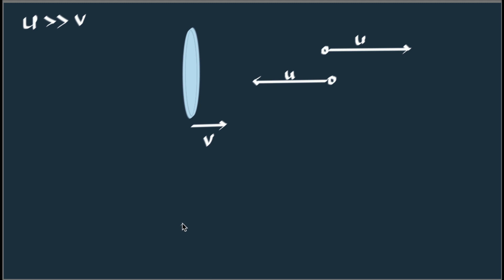Good. Now let's look at the solution. Let the area of the disk be A, and let N be the number of molecules per unit volume which are moving to the right, and N is also the number of molecules per unit volume moving to the left. In other words, the total number density is 2N.